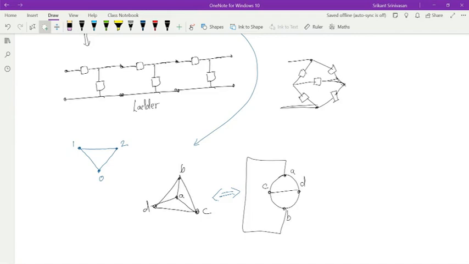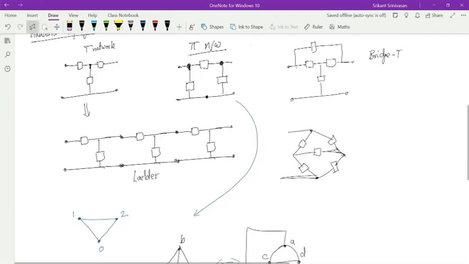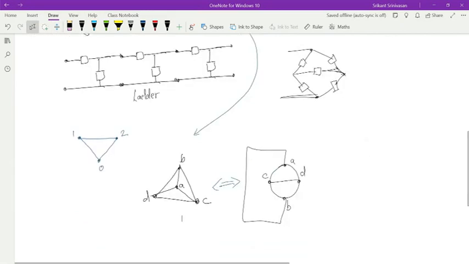Okay. So is everybody following? Sir, I think this Wheatstone bridge and this triangle are also the same. Wheatstone bridge and triangle? Yes, sir. That below triangular thing, ABCD one. Yes, ABCD, sir. These two are also the same.